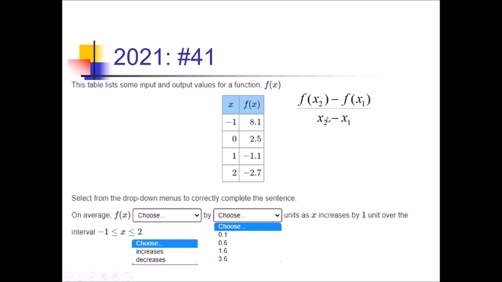It's not on a formula sheet anywhere, but this is basically your slope formula, y2 minus y1 over x2 minus x1. So in this case, I'm going to be doing f of 2 minus f of negative 1 over 2 minus negative 1. So f of 2, that's going to be negative 2.7, and I'm going to be subtracting 8.1. That was f of negative 1 up there. That's my first y value. And then down below, I've got 2 minus negative 1, which is going to actually be 2 plus 1, or 3.